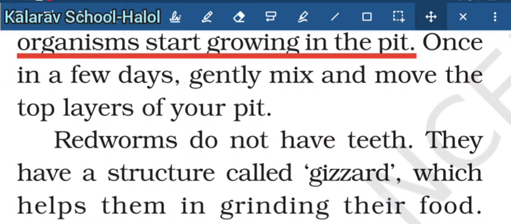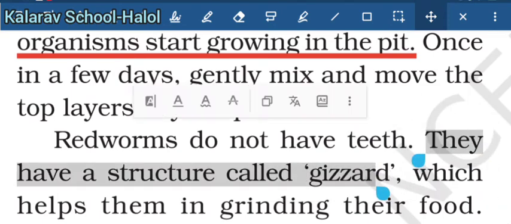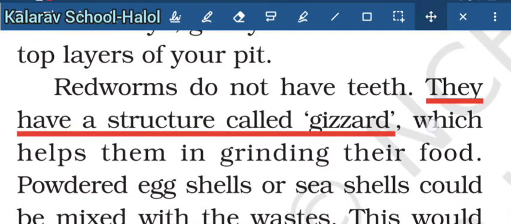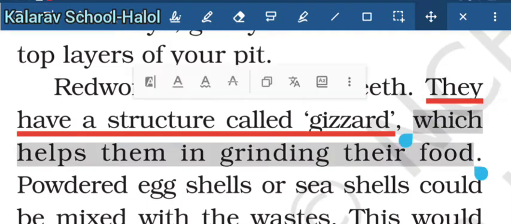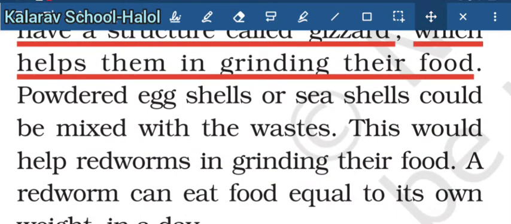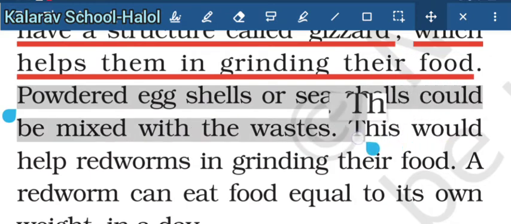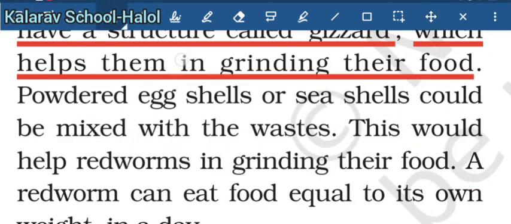Red worms do not have teeth. What they have are gizzards. Point to be noted: red worms have gizzards, which help them grind their food. Powdered eggshells or seashells could be mixed with the waste. This helps the earthworms in grinding their food.